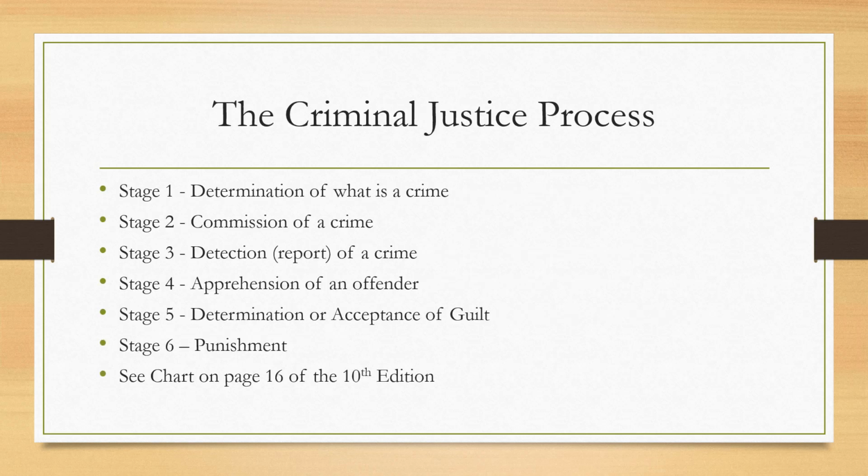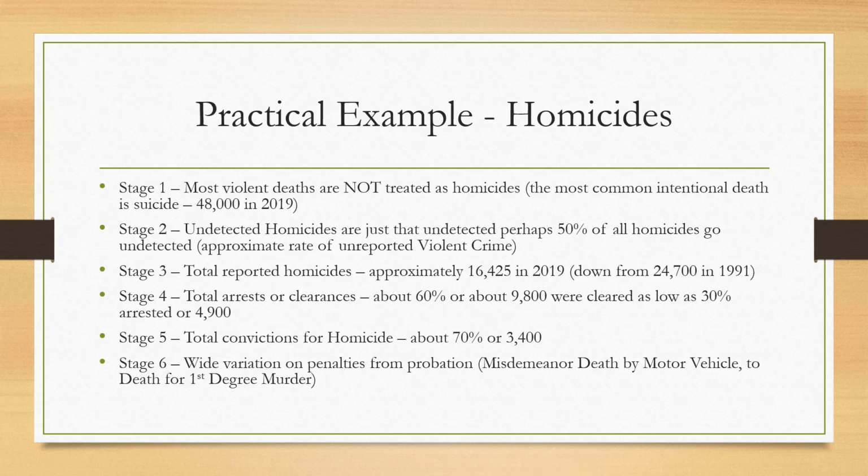So the criminal justice process can be looked at in a number of stages, and I'll refer you to page 16 of the 10th edition of our text. Determining what a crime is, the commission of that crime being detected, being reported, catching the guy that did it, determining are they guilty or not, and then punishing them. So to put some numbers on these bones, if we looked at violent deaths in the United States, the first thing you have to realize is most violent deaths are not homicides. If we're just looking at homicides, the most common violent death is suicide. It's twice, almost 3 times as likely to be a suicide as a homicide.